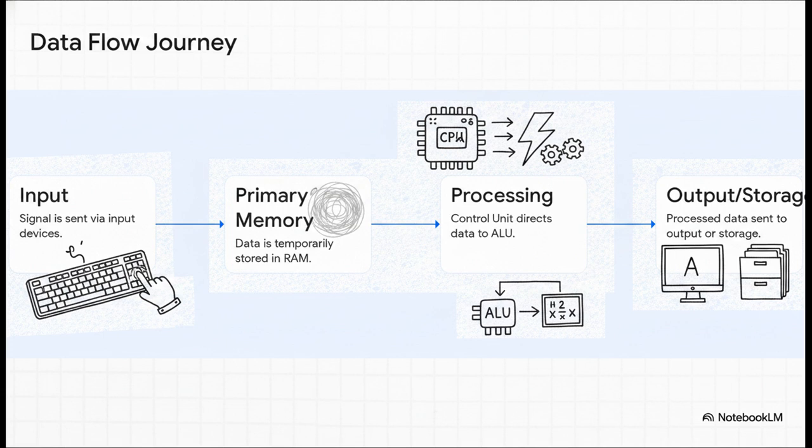It directs that piece of data over to the arithmetic logic unit for any required processing. Once the ALU does its job, the control unit routes the final processed data out, either displaying it on your monitor as an output or saving it down into your secondary storage filing cabinet.